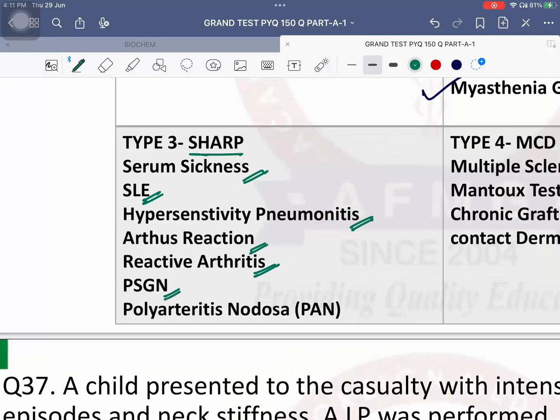Next, P stands for PSGN, post-streptococcal glomerulonephritis, and P also stands for PAN, polyarteritis nodosa. Most important, serum sickness, Arthus reaction. यही भूलते हैं सब लोग और इसी पे क्वेश्चन आता है इसीलिए.